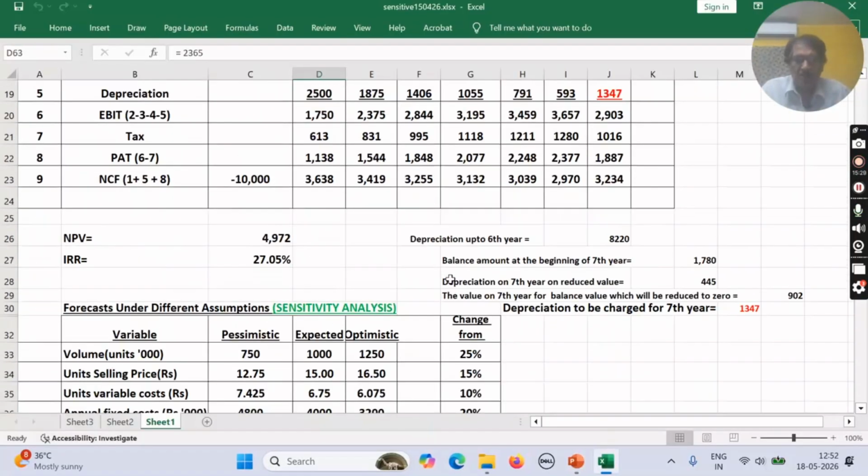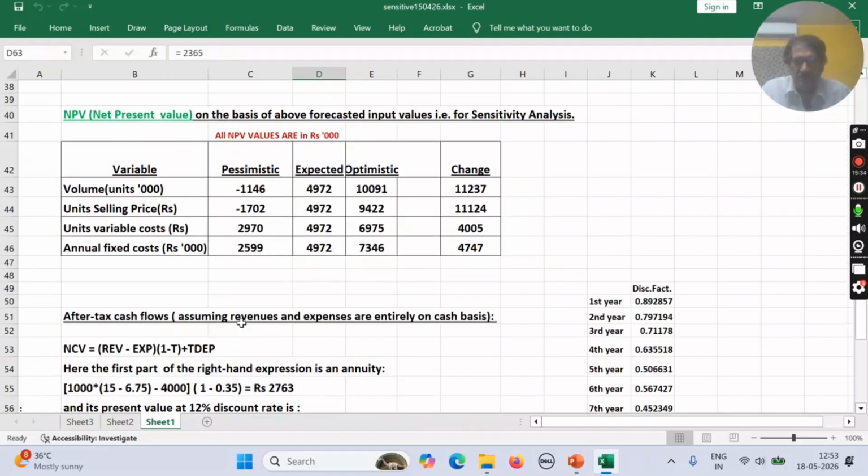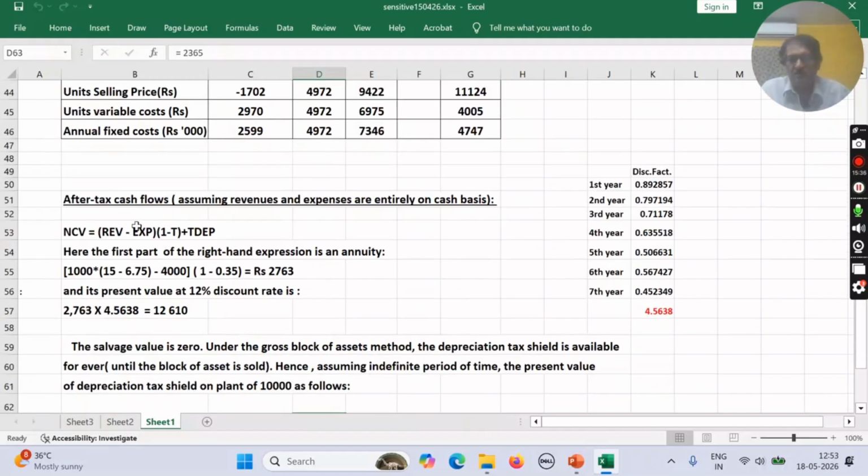Okay, now up to this we have discussed the sensitivity analysis. Now this is for break-even analysis. This is the net cash flow, you can say. How it is computed: revenue minus expenses per unit, and this is the tax saving, and this is the value for the tax shield for depreciation.